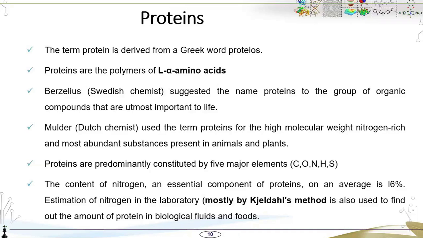Then Mulder is a Dutch chemist. He used the term protein. How has he used the term?